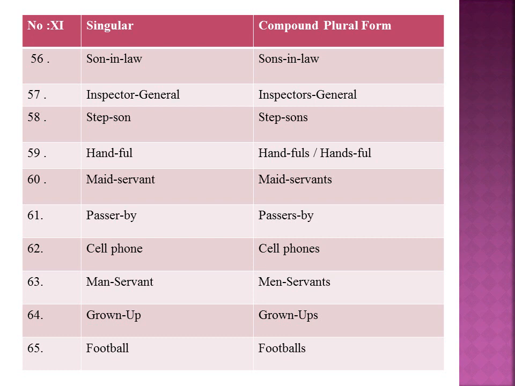Rule number 11 gives you an idea about the formation of plural compound nouns. Some words get their plural form in the first or second word, as in sons-in-law or stepsons, etc. Sometimes both the words are changed into plural form. For example, manservant is menservants.